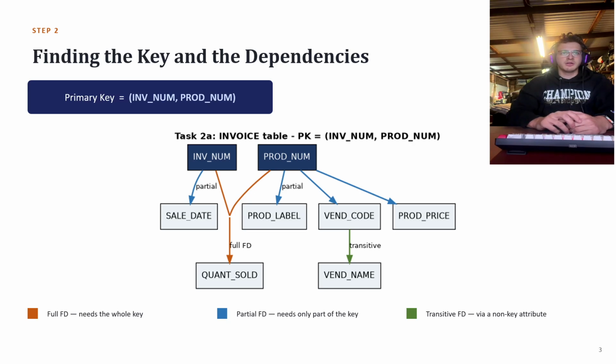Quant_sold needs both inv_num and prod_num to make sense. You can't say how many were sold without knowing which product and which invoice. So it's a full dependency on the whole key.